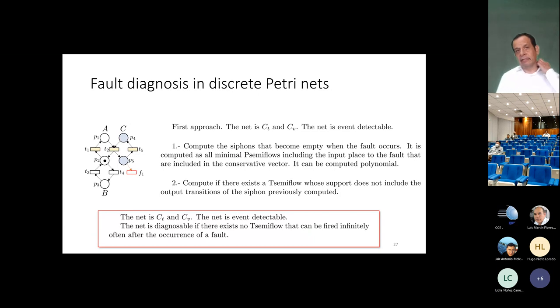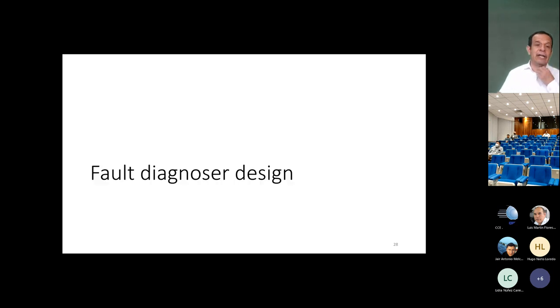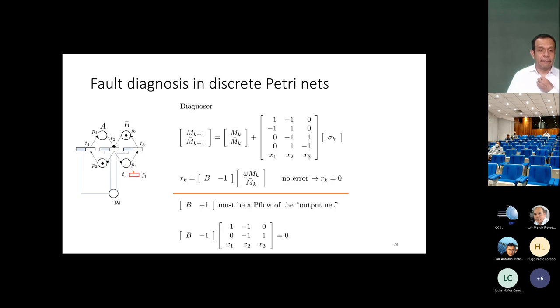This is for the case of discrete Petri nets. And now, how to design a diagnoser for this case.